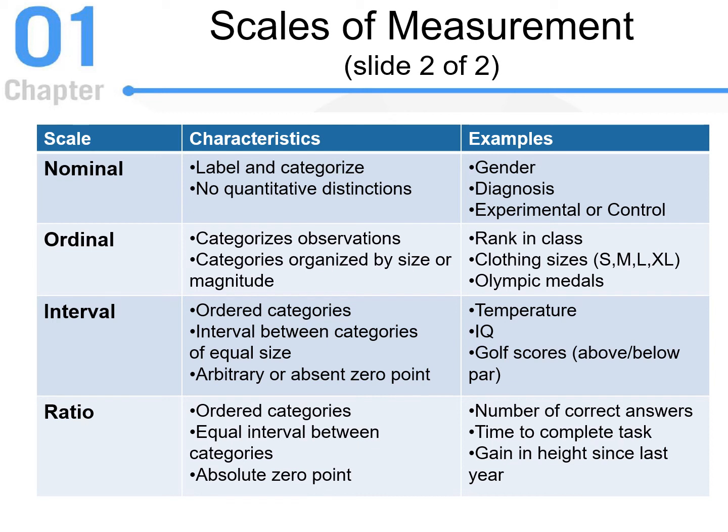Because time has a true 0 point. So if something takes 0 seconds, it doesn't actually exist, right? It's a complete lack of an event. If something is 0 degrees Kelvin, it's a complete lack of temperature. If you weighed 0 pounds, you'd have a complete absence of weight. So on and so forth. So you see, these physical measurements, they tend to be ratio scale.